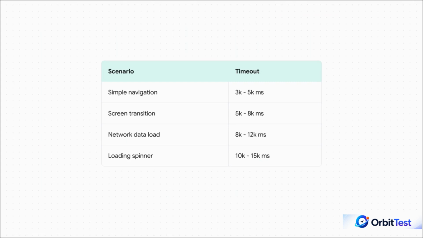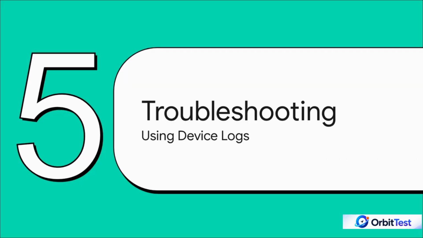Another major cause of flaky tests? Timing. Mobile apps are totally asynchronous. Screens animate, data loads in the background. We've all hard-coded a 5-second sleep delay and then just sat there and watched our test randomly fail on a slow Monday morning. Avoid fixed sleep delays at all costs. Instead, you want to use dynamic waits, paired with realistic timeout durations mapped to actual app behavior. A simple navigation might only need 3 to 5 seconds, right? But if you are waiting for a network payload or for a loading spinner to disappear, give it 10 to 15 seconds.